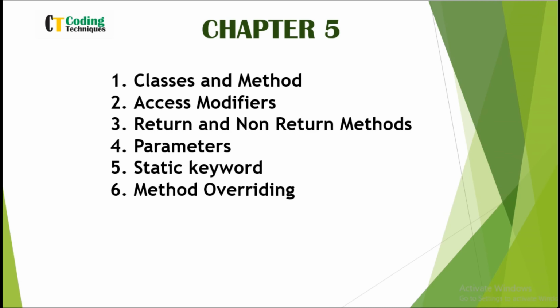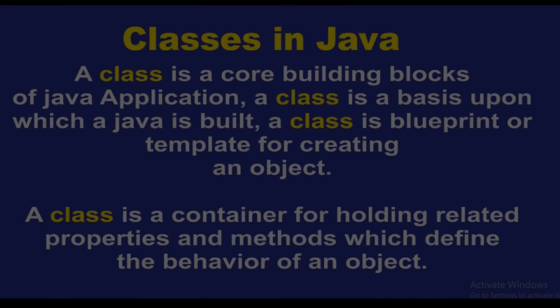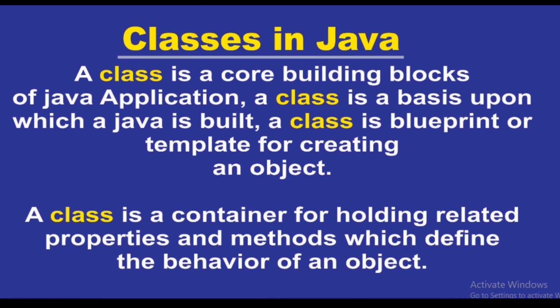Chapter 5, we have: 1. Classes and method, 2. Access modifiers, 3. Return and non-return method, 4. Parameters, 5. Static keyword, 6. Method overriding. Classes in Java.